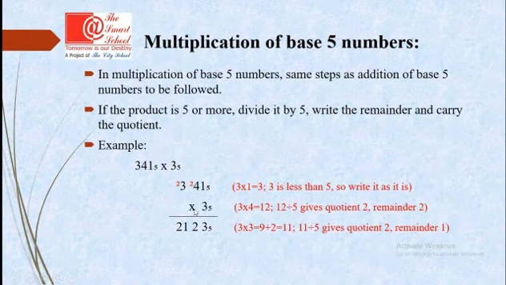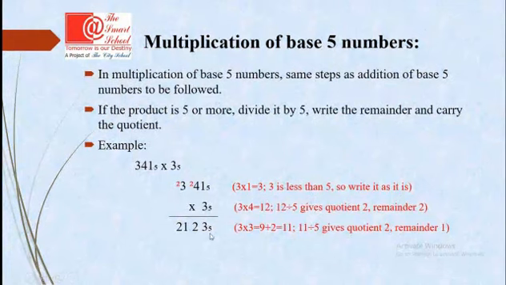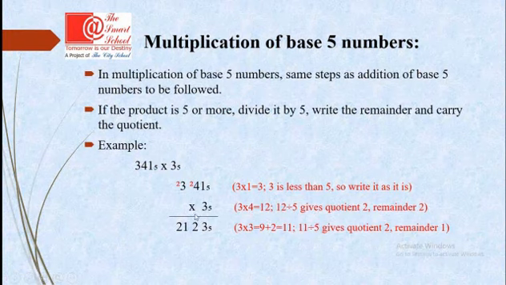Arrange these in vertical order. Now 3 multiplied by 1 is 3, and it is lesser than 5, so there is no need to divide it by 5, and we will write it as it is. Then 3 multiplied by 4 is 12, which is bigger than 5, so divide 12 by 5 and it gives quotient 2 and remainder 2. So the remainder will come here and the quotient will go there.